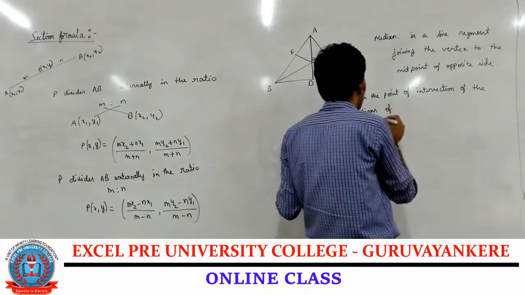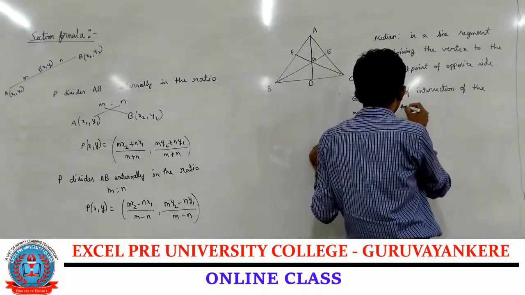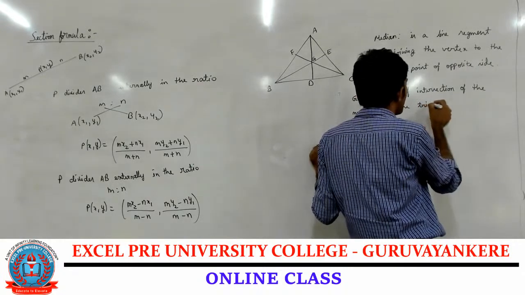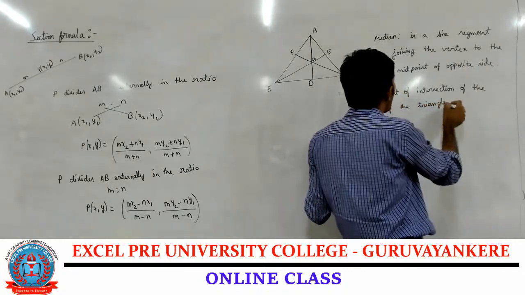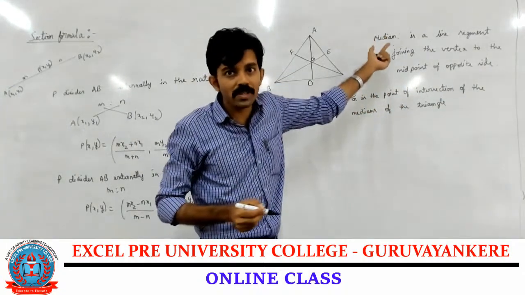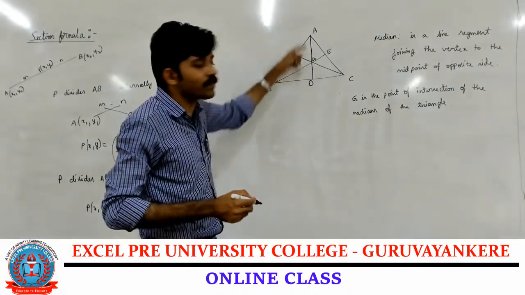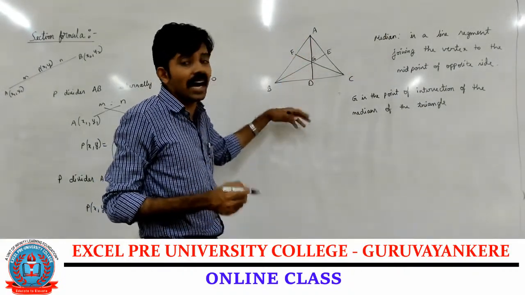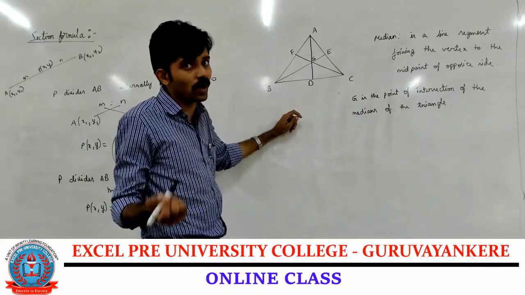Point of intersection of the medians of the triangle. Median is the line segment joining the vertex to the midpoint of the opposite side. You must know the definition of the median. We can find the equation of a median in a chapter called straight lines. ICSE students might have studied straight lines already.